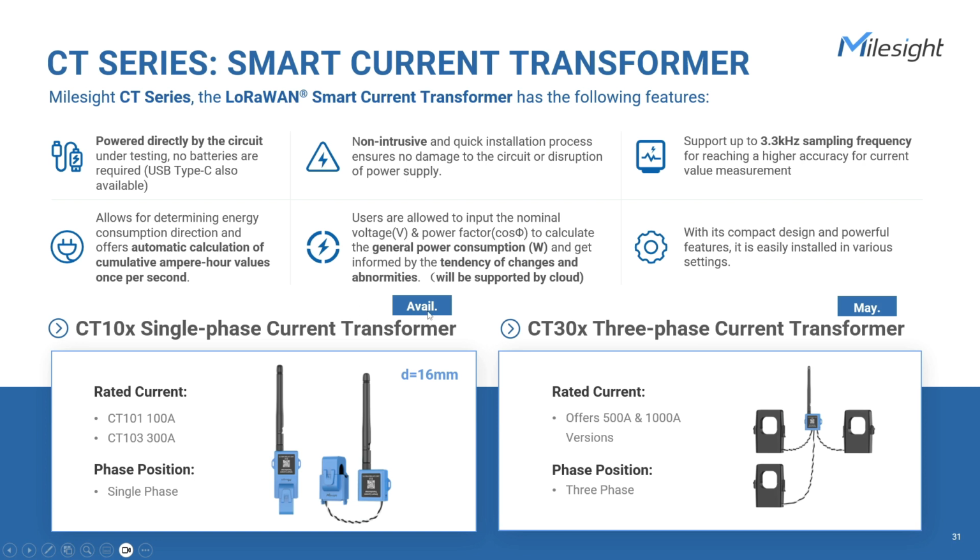Lastly, non-intrusive energy consumption monitoring. Using magnetic induction, it captures the magnetic field generated by the current and converts it into an electrical output proportional to the measured current. For example, you can input the nominal voltage, current, and power factor to come out with the general power consumption. It can offer automatic calculation of cumulative amp-hour values once per second, so the detection frequency is 1 second. One thing worth mentioning is the CT sensors are specifically designed to detect AC circuits and are incompatible with DC circuits.